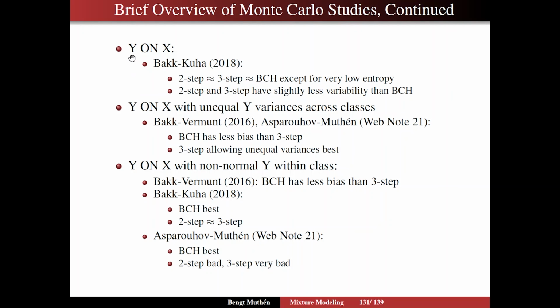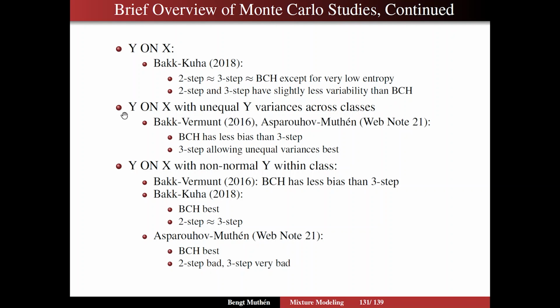Let's take a look at the Y on X context on slide 131. Bach and Kua's article again claim that 2-step, 3-step, and BCH are pretty much the same, except for when you have very low entropy. Low entropy, the multi-step methods don't work that well, generally speaking. You want to have moderate to high entropy. When you have very high entropy, you don't even need them. So there is that sweet spot, moderate entropies, where they work well. Now, 2-step and 3-step have slightly less variability than BCH for Y on X.